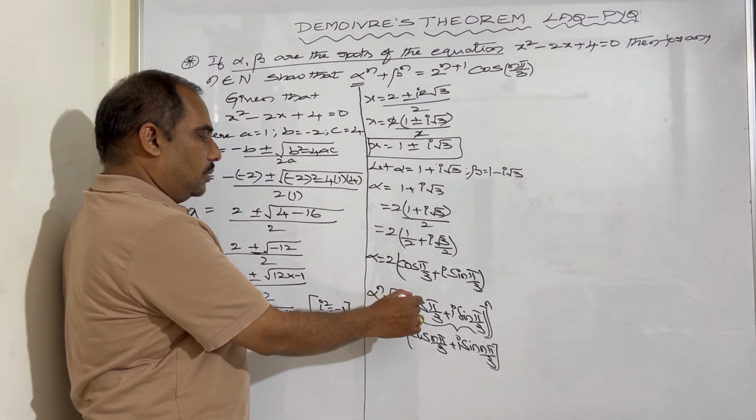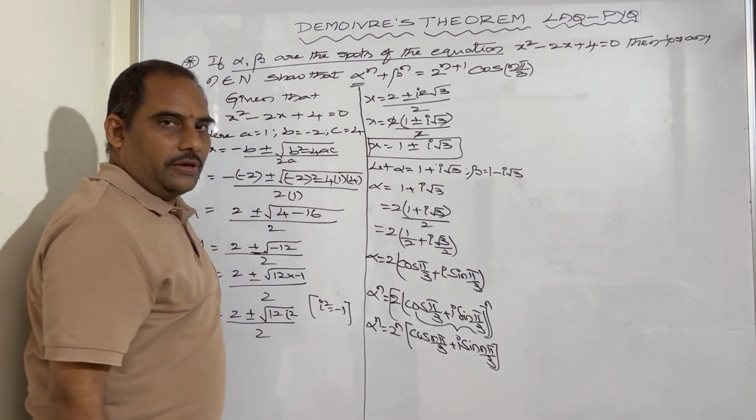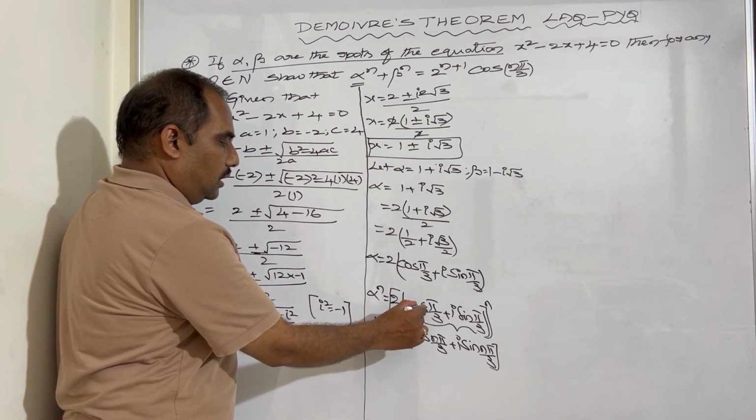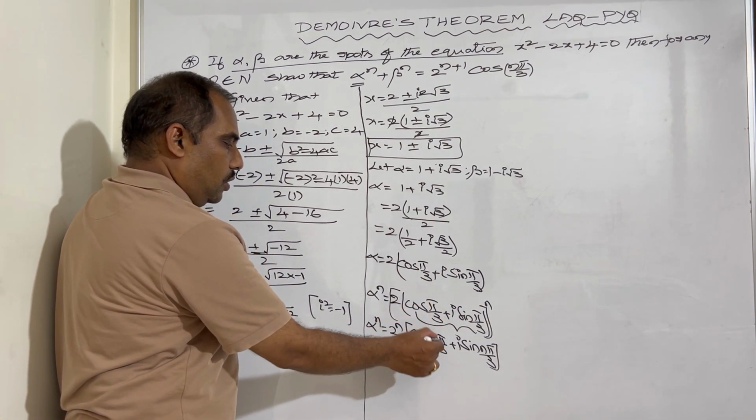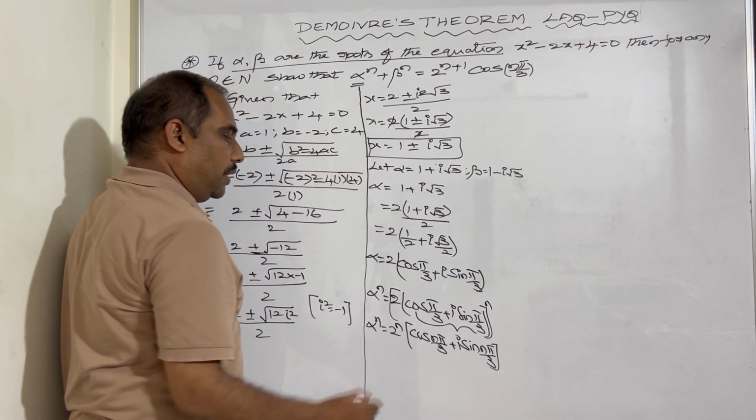We know that De Moivre's theorem, cos theta plus i sin theta whole to the power of n, is nothing but cos n theta, that is n into pi by 3, plus i sin n theta, that is n into pi by 3.